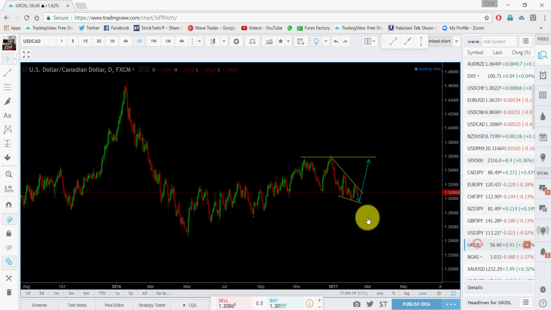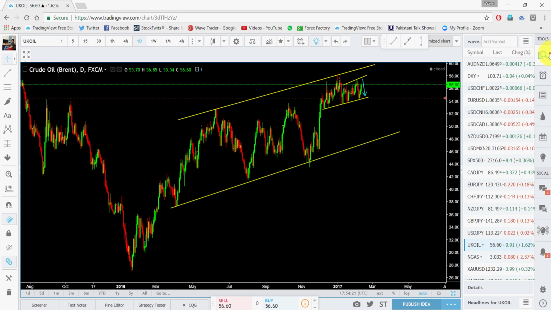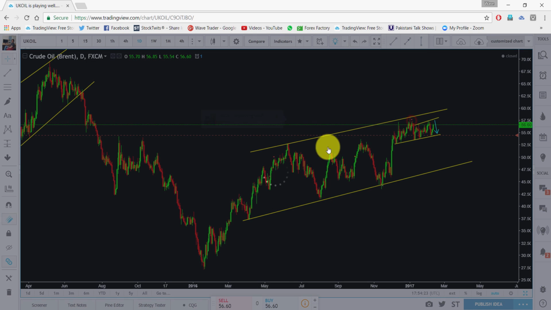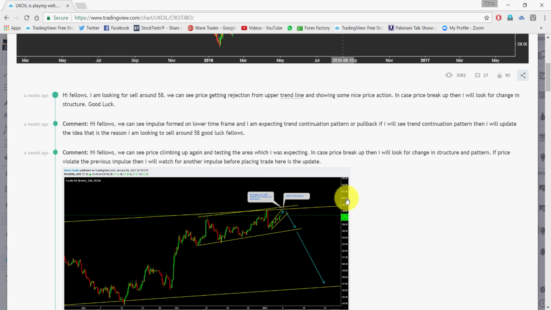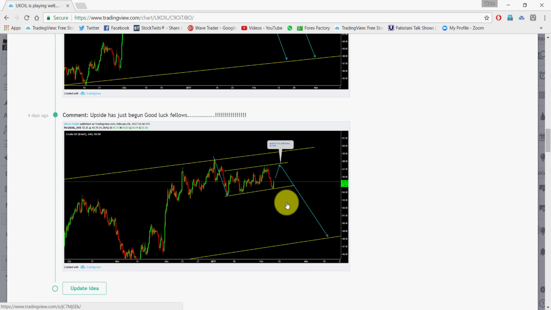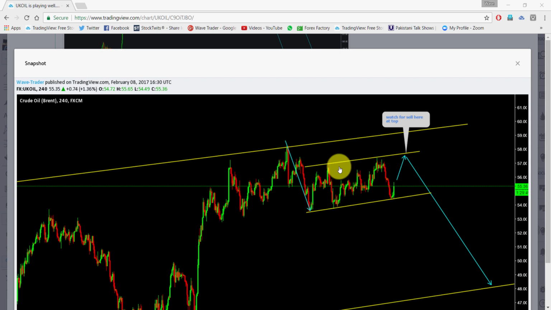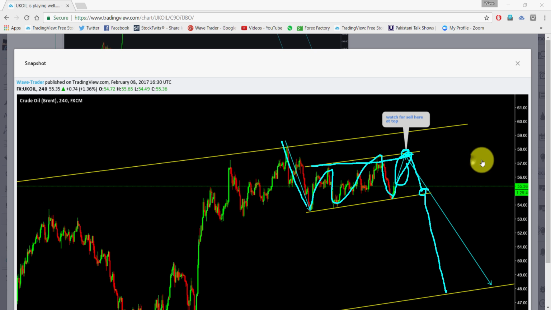When we look at oil, we can see it is forming a corrective move. The impulse was there and it is forming this trend continuation pattern, so this move is going to complete. We are watching price action here. If oil holds this place again, we will look for a short term sell within this channel, and we'll watch the bottom trend line again to see whether it continues to the downside or not.